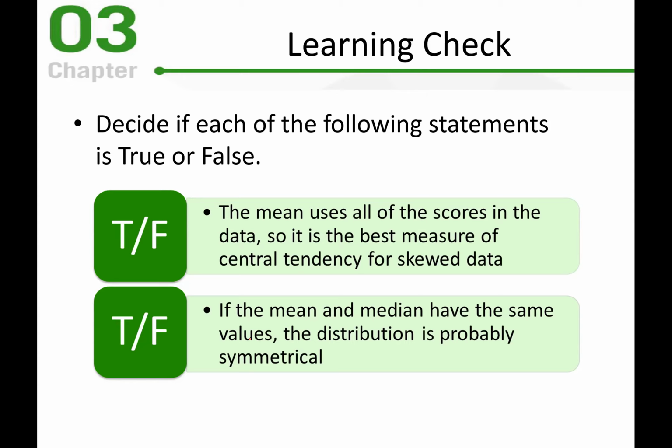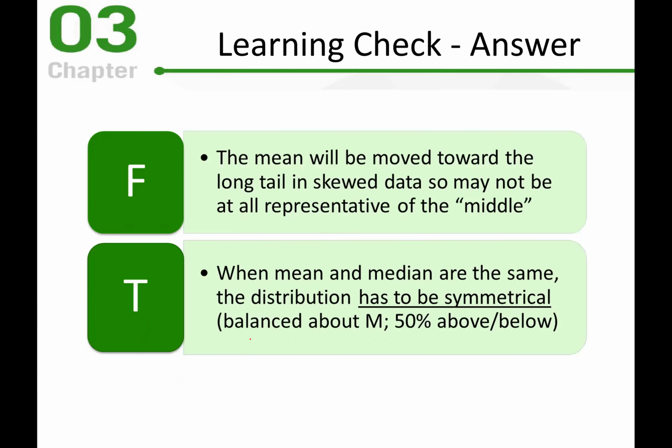The second question asks, true or false? If the mean and median have the same values, the distribution is probably symmetrical. Well, yes. If the mean and median are the same score, the distribution has to be symmetrical, balanced, 50% above and 50% below. And so here are the answers to these questions.